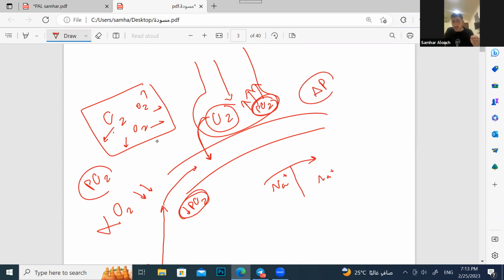Okay, so due to the high pressure difference, oxygen will go from the alveoli to the capillaries. It will passively diffuse in this direction, and it will not go the other way around, because the pressure here is so high and the pressure here is too low. That's why it will move from the alveoli to the capillary. Is it clear?